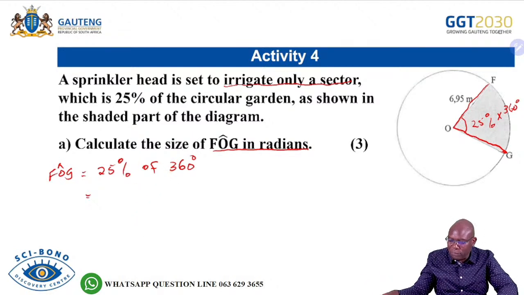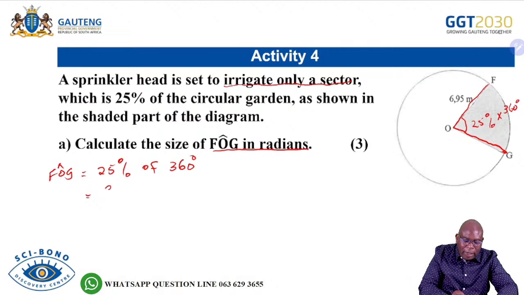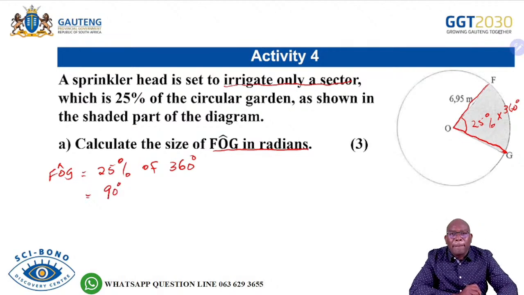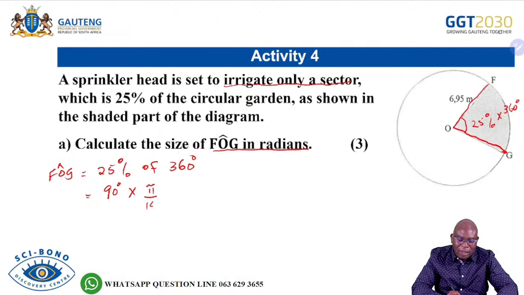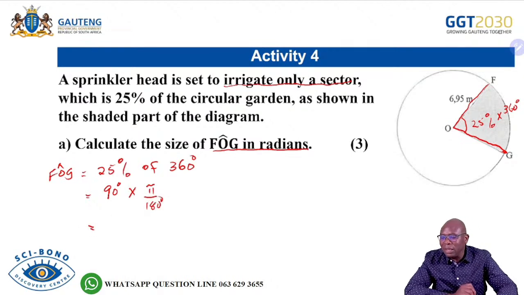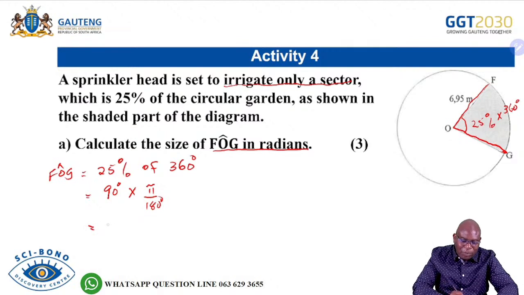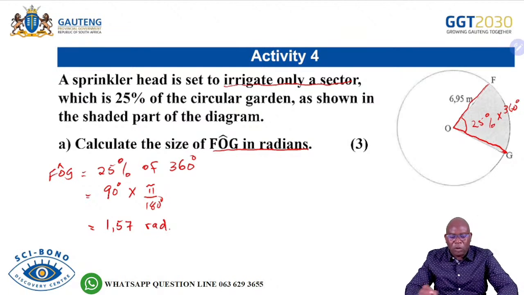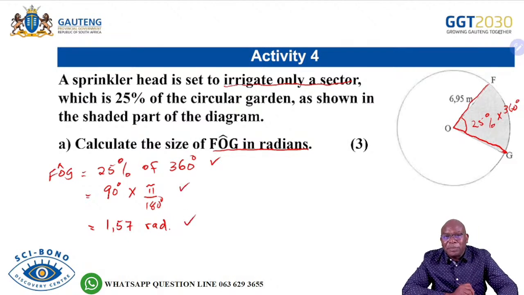So I'm going to say 25% of 360 degrees, 0.25 multiplied by 360, and that's 90. So my angle there is 90 degrees. But now I want it in radians. What do I do? I'm going to multiply this by pi over 180 degrees. Then I'm going to get that in radians, which is 1.57 radians. So the 3 marks there are for writing that, for changing this, and for the final answer.